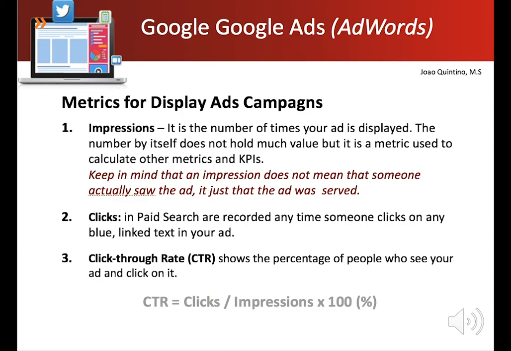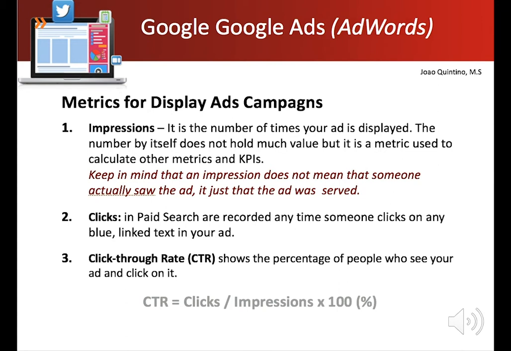So let's start with the metrics for display ad campaigns. The first metric is impressions. That's the number of times your ad is served. That metric alone doesn't mean a lot, but it's a metric that we use to calculate other metrics and KPIs. Clicks are the number of times people click on your ad.